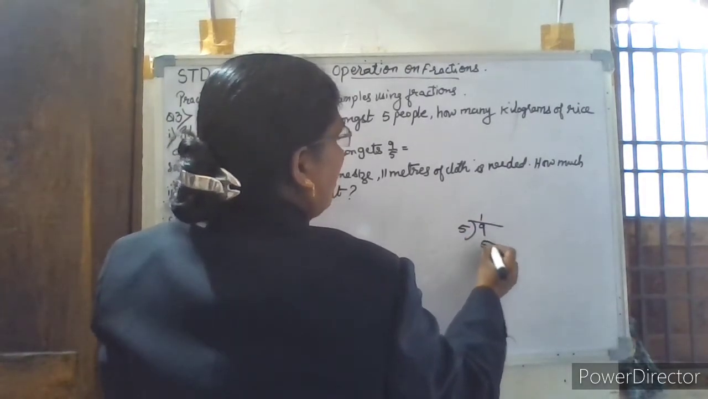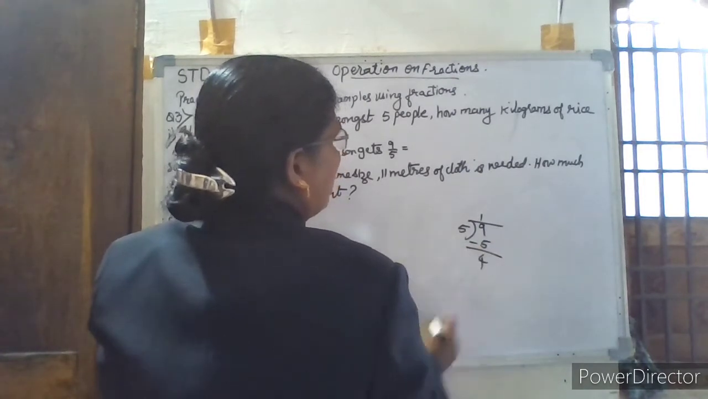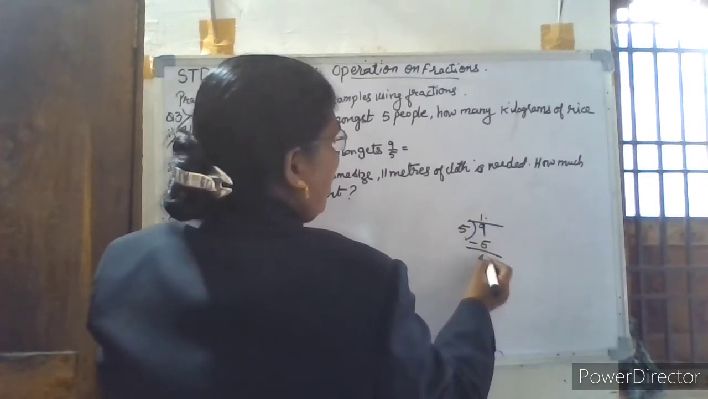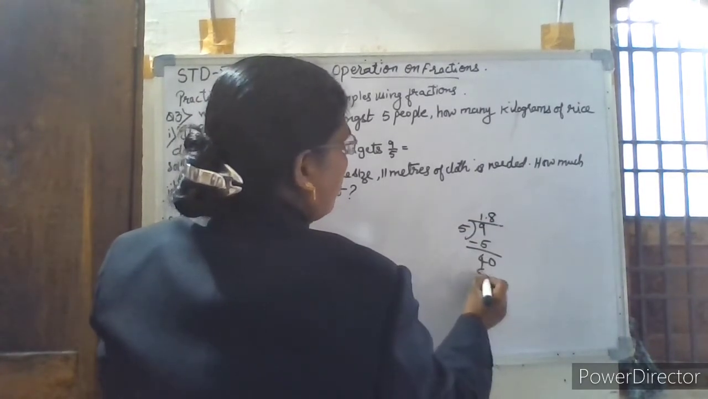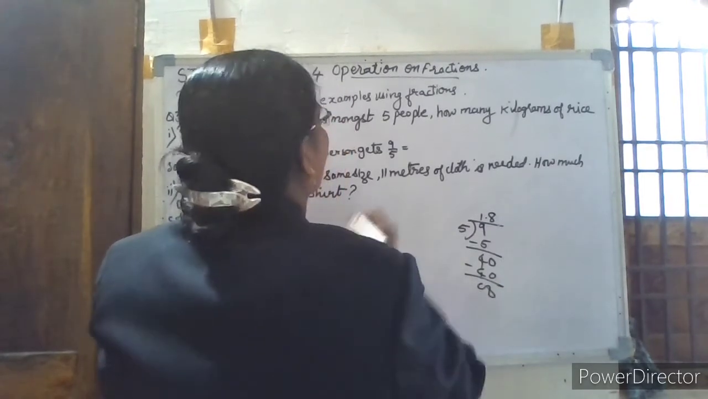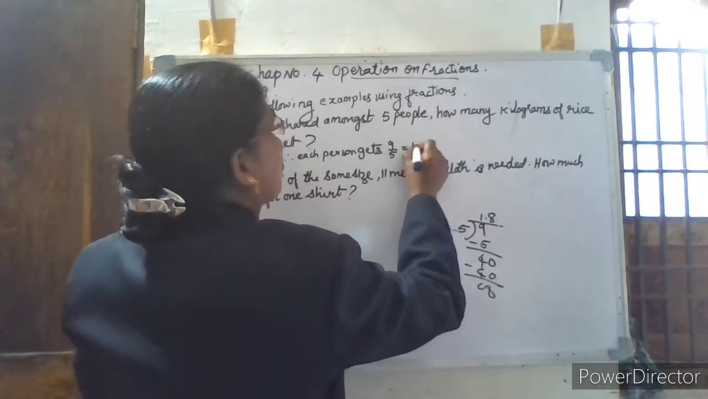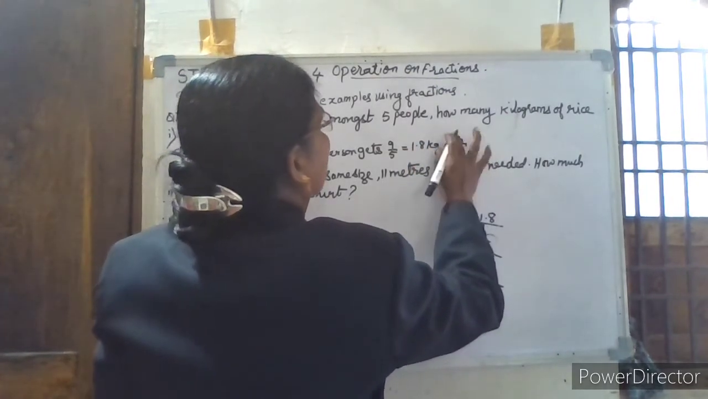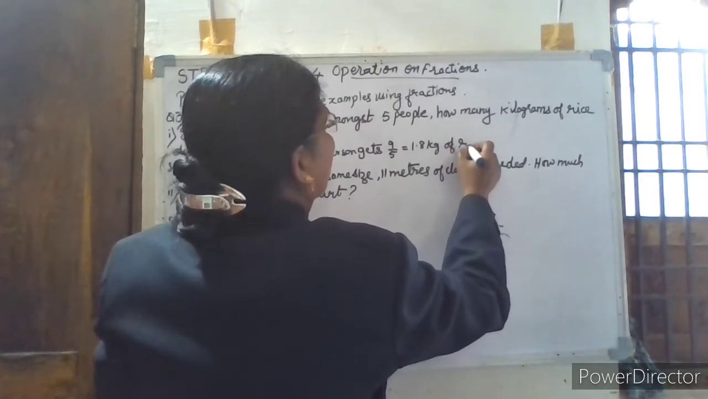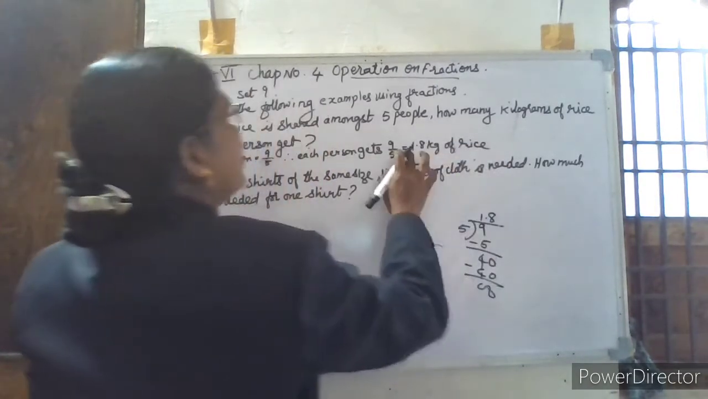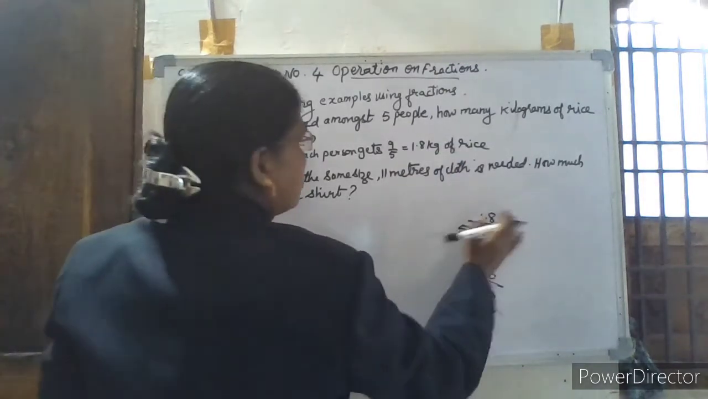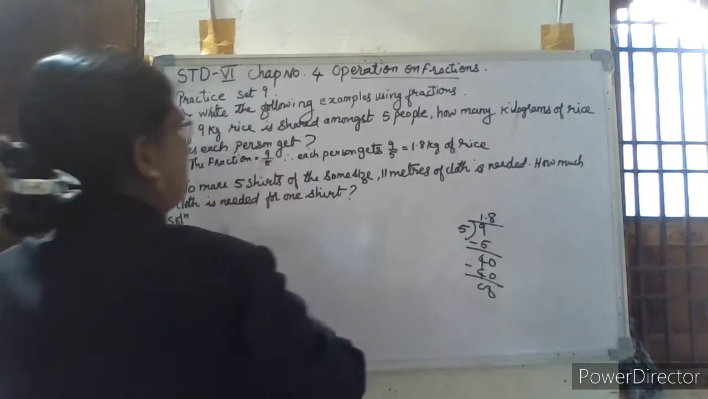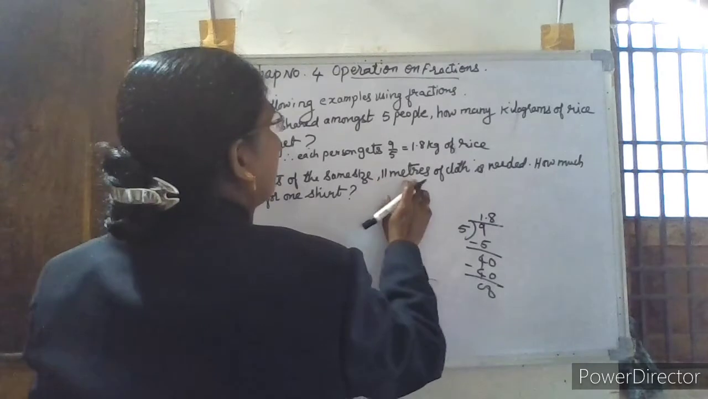5 ones is 5, minus, 4 remaining. So, if you put a decimal point and take a 0, 5 8s are 40. Minus 40, 0. So that is equal to 1.8 kg of rice. So, each person will get 1.8 kg of rice. This is by division.